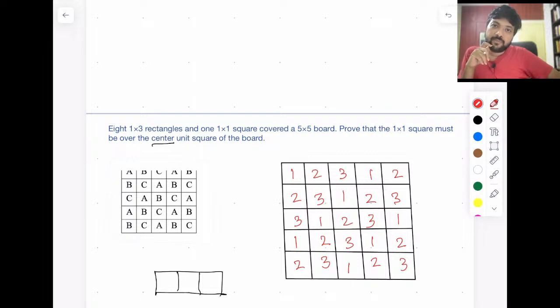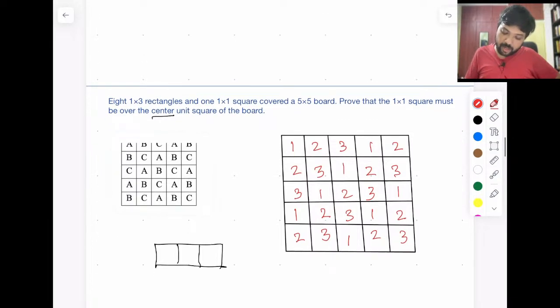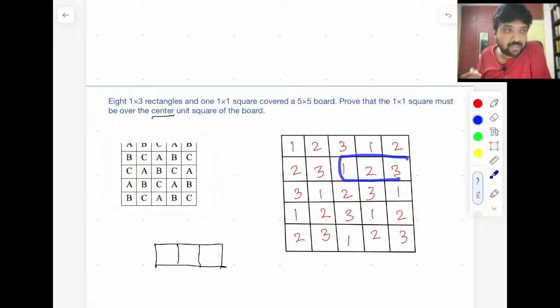Okay. So now, if you look at the coloring, you see that no matter how you place the eight 1 cross 3 rectangles, they will always cover one each of 1, 2 and 3. That's how we have written them, right? We have written them in cyclical order, continuously, so that no matter how you place the trimino, it will always cover one of 1, one of 2 and one of 3. That's the strategy. That's how we colored it.